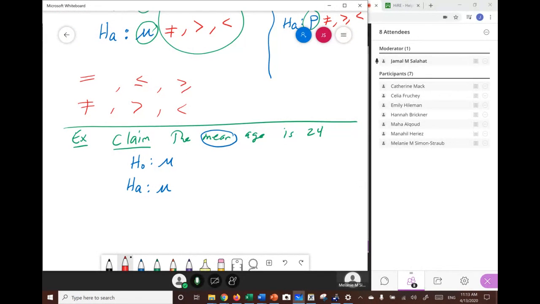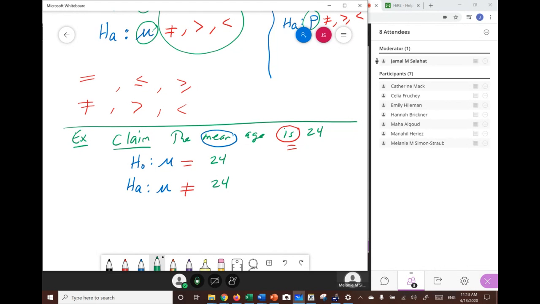In this problem, they mention "is 24." Is stands for equal. So the equal goes with the top, doesn't go with the bottom. Now, the minute I know the top is equal, the bottom is going to be the opposite of equal, which will be not equal. Because the 2 statements, H note and HA, are opposites. So if one is equal, the other one is not going to be equal. And then what they're talking about, the number 24, will be the same.